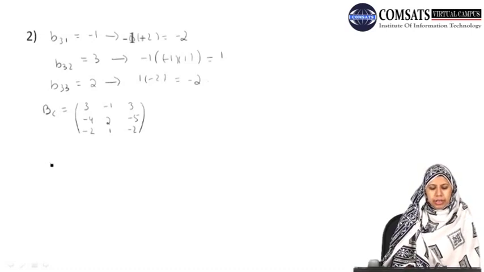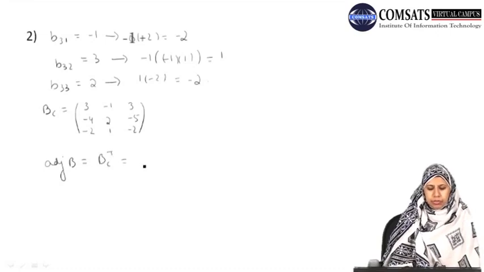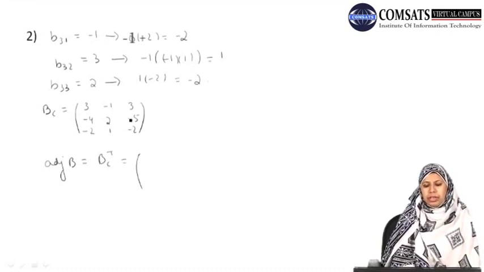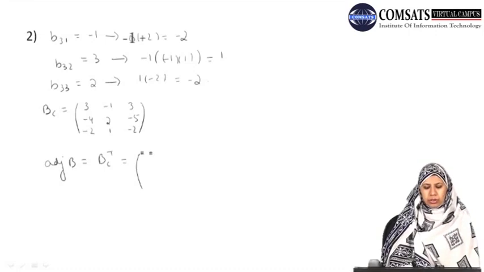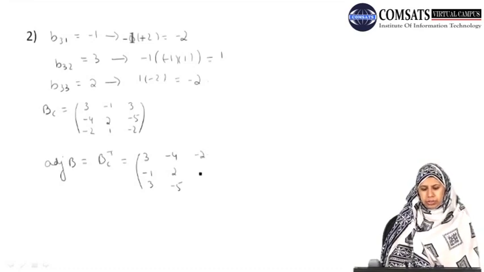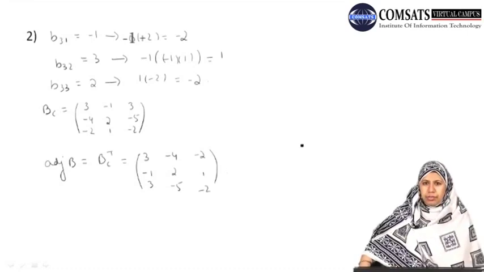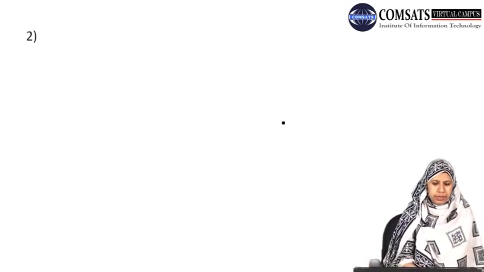Now the next step is to find the adjoint of B, which is the transpose of the matrix of cofactors. By transpose we mean that the rows will be the columns and the columns will be the rows. So we are interchanging the rows with the columns. So the first row will be our first column now, that is 3, -1, 3. The second row will be our second column, that is -4, 2, -5, and the third row will be our third column, with entries -2, 1 and -2.